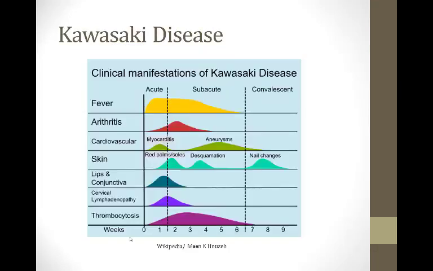Here's a picture showing the progression of the disease over time. The first 2 weeks is called the acute phase, and this is when children will have fever and arthritis. They sometimes have myocarditis, which can include chest pain, and this is when the rash develops on the skin, especially on the palms and soles. After about 3 or 4 weeks, the skin will desquamate on the palms and soles. And after about 3 or 4 weeks is when the aneurysms develop, and this is why you try to recognize this and treat it during the acute phase to prevent the formation of aneurysms.